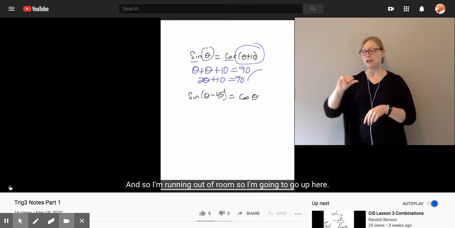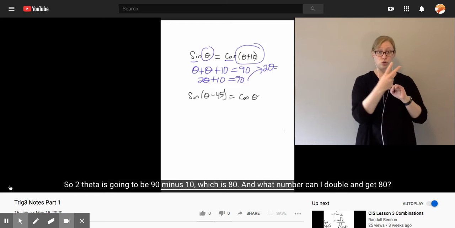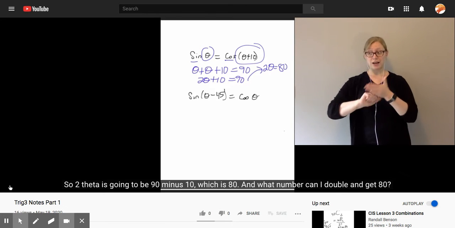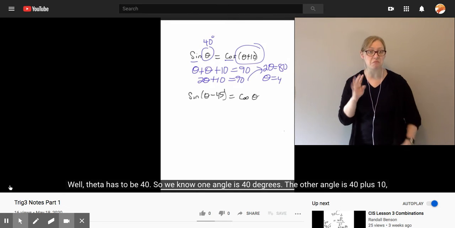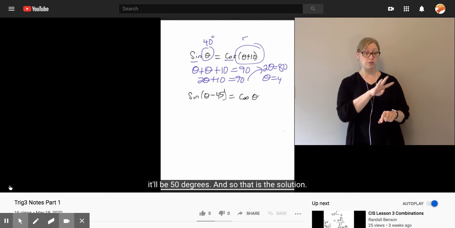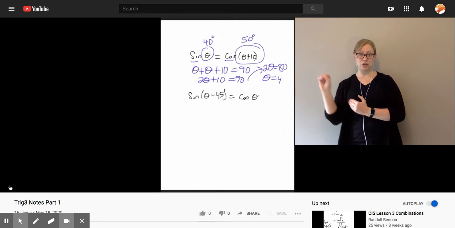I'm running out of room, so I'm going to go up here. So 2 theta is going to be 90 minus 10, which is 80. And what number can I double and get 80? Well, theta has to be 40. So we know one angle is 40 degrees. The other angle is 40 plus 10, it'll be 50 degrees. And so that is the solution.